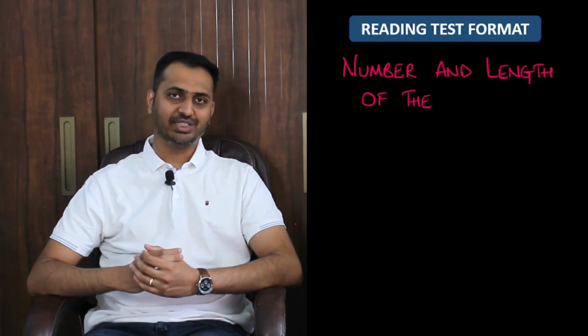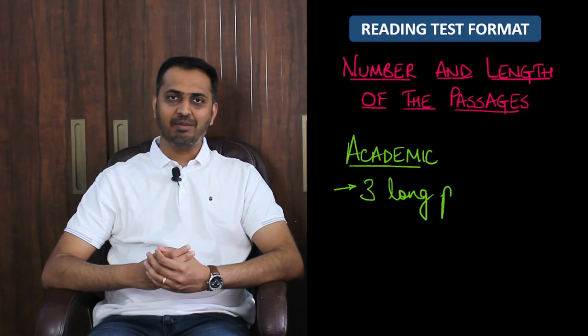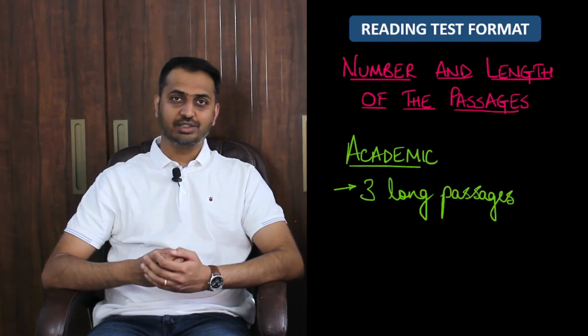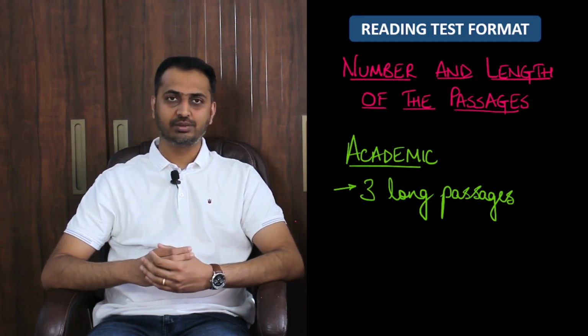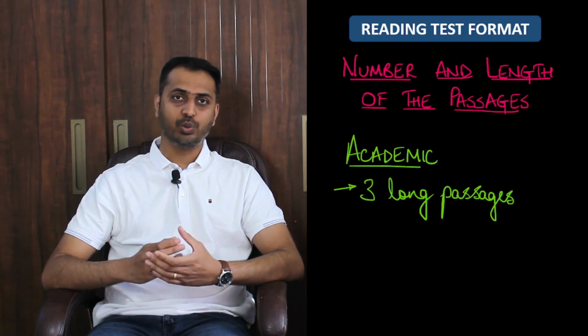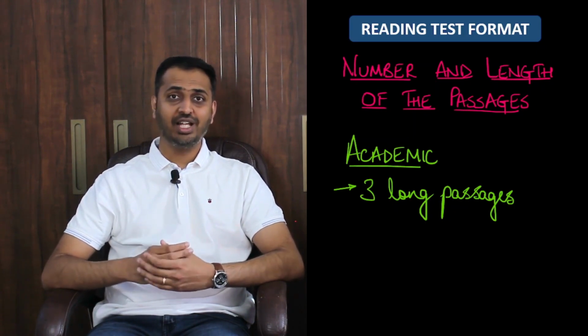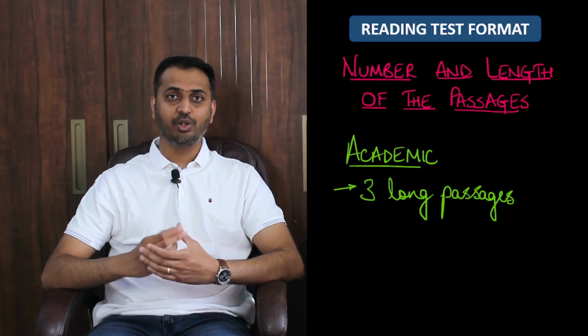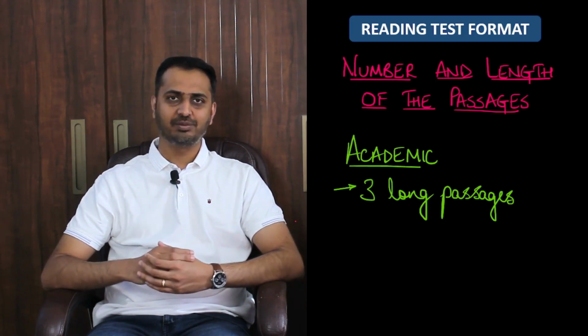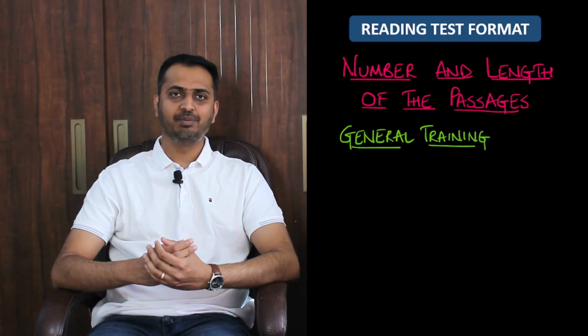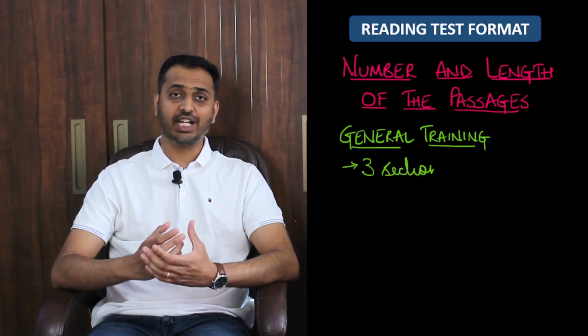Another difference between the academic and general training IELTS exams is the number and length of the reading passages. On the academic exam, you're given 3 long reading passages, and based on each passage, you're supposed to answer 13 to 14 questions. And you'll notice as you progress from passage 1 to passage 3, the difficulty level increases, which means your first passage is the easiest, the second passage is slightly more difficult, and the third passage is the most difficult.